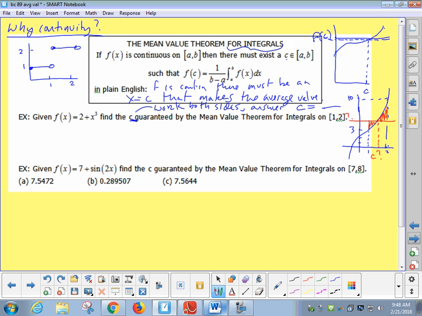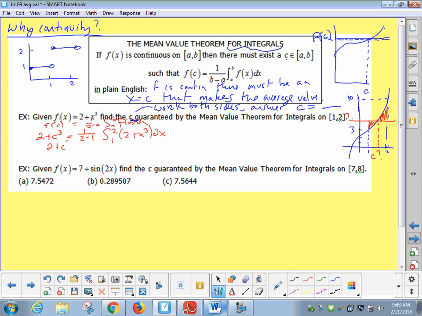Okay, so if I work both sides, f at c would be 2 plus c cubed. That's what the equation equals at any point. And the right side then calculates the average value. So I'm going to say at what c does 2 plus c cubed equal 1 over 2 minus 1 times the integral from 1 to 2 of 2 plus x cubed dx. You follow? Are you with me? Sure. Okay, cool. Thank you.